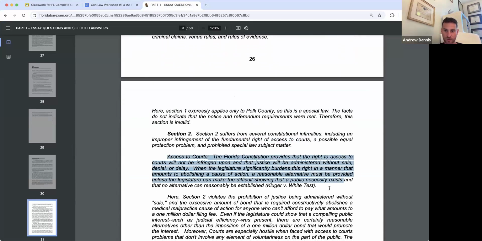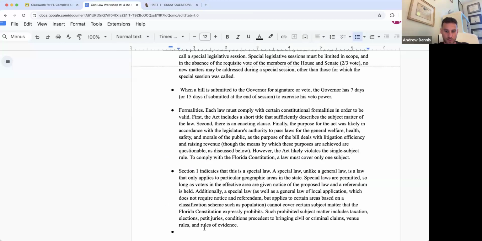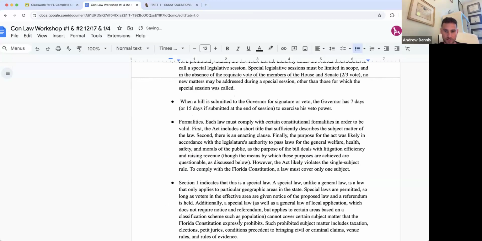The Florida Constitution provides that the right to access courts will not be infringed upon and that justice will be administered without sale, denial, or delay. When the legislature significantly burdens this right in a manner that amounts to abolishing a cause of action, a reasonable alternative must be provided unless the legislature can make the difficult showing that a public necessity exists and that no alternative can reasonably be established, under the Kluger doctrine. Really good stuff, really good stuff.